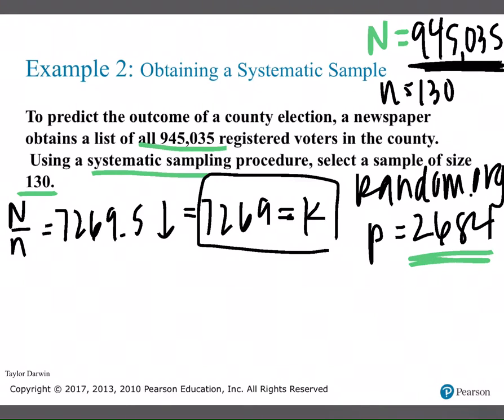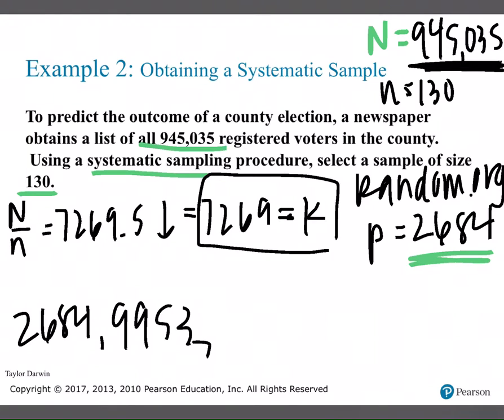And then we can just add 7,269 each time. So here we go. We're going to add, I don't like that green. I'm going to start over. Okay. We start with 2,684. And then I'm going to ask the 7,269th person after that, which is, let's see, what is that? Do it on my calculator real quick. 2,684. That would be the 9,953rd person. Then I just keep going.